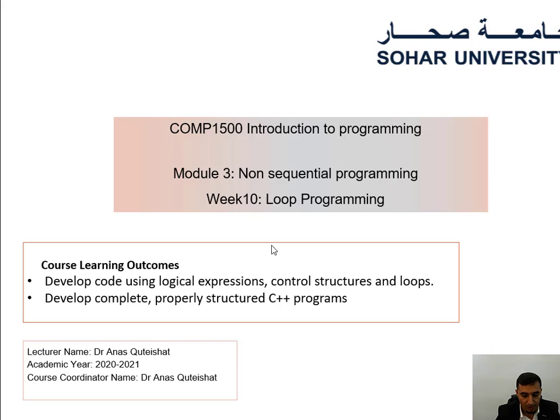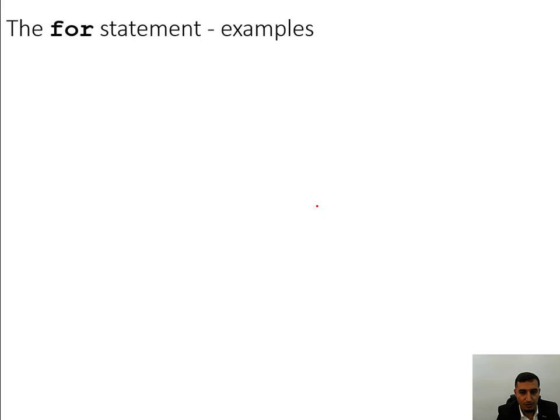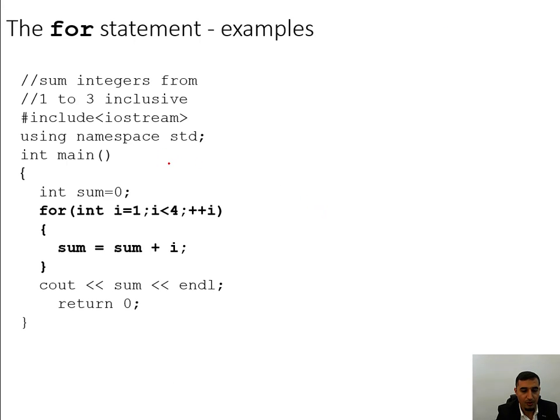Okay, Assalamu alaikum. So this is our week number 10 for non-sequential programming, and in this week we are going to discuss some loop programs and examples. So first of all, some examples on the for statement. As you can see here, for integer I is equal to 1, I is less than 4, plus plus I.